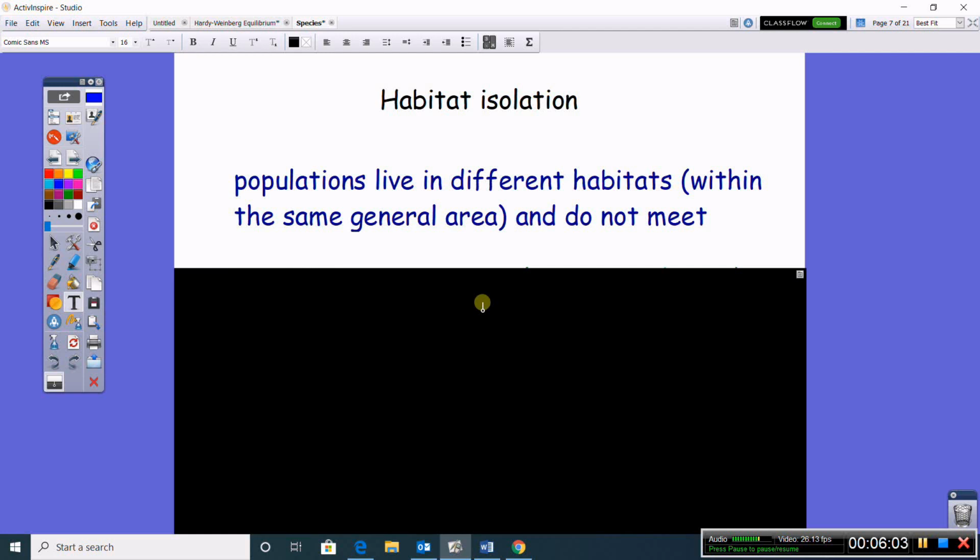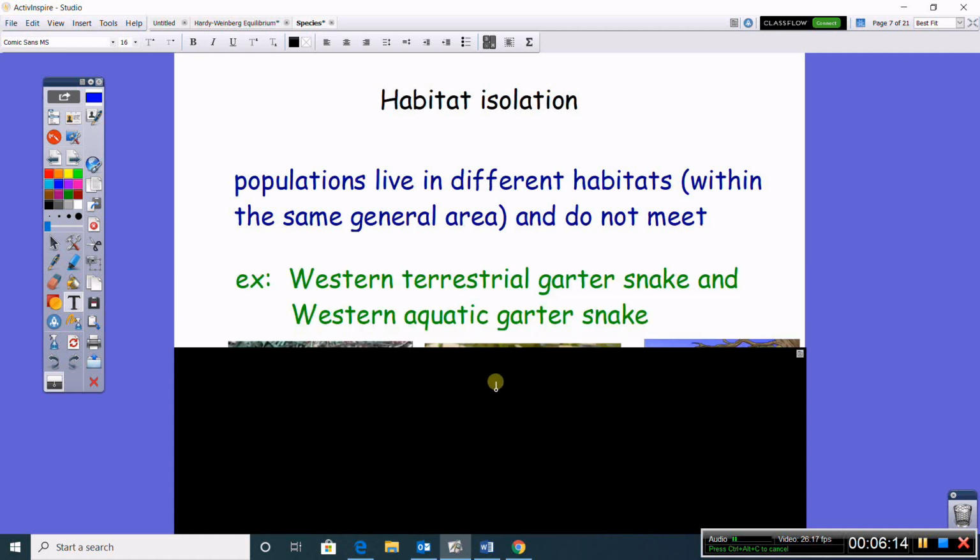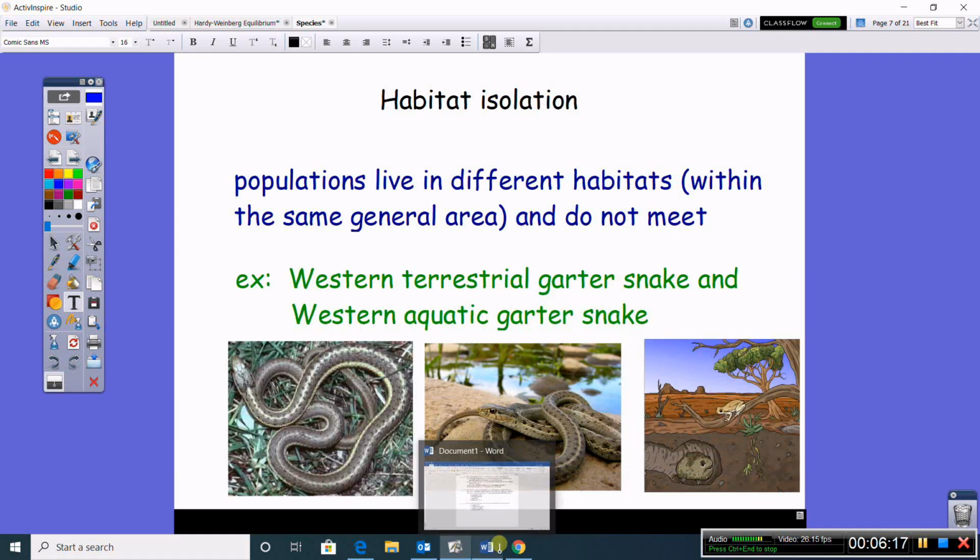And so you see the description there. This is when populations live in different habitats within the same general area and do not meet. An example of that would be your western terrestrial garter snake and your western aquatic garter snake. Obviously one is mainly dwelling on land and one is mainly dwelling in the water. So they're not going to tend to mate with each other because they live in different habitats.